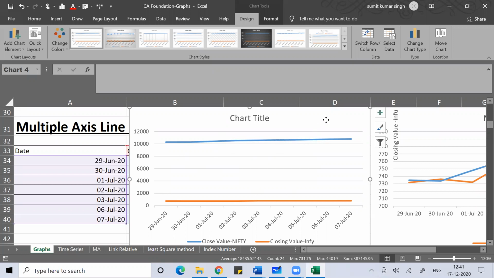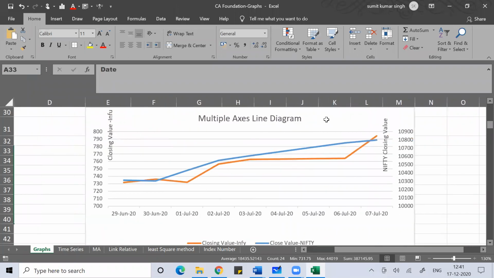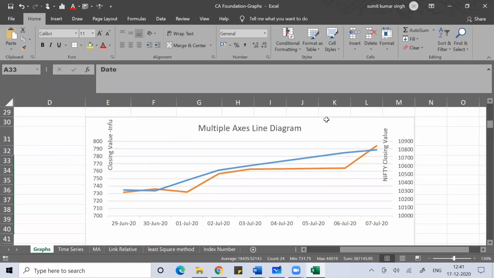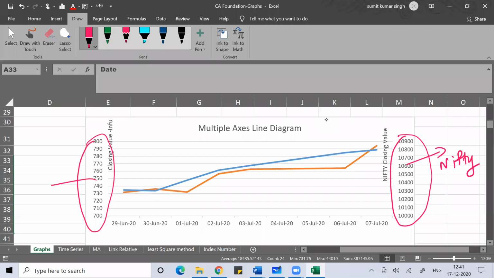So here what I can do is create multiple axes. In order to analyze them, I created multiple axes here. This one axis is tracking Nifty, so that is the primary axis, and the secondary axis is checking Infosys. The purpose of creating multiple axes is to make sure I can analyze them on the same parameter. Otherwise, how can I analyze them on the same parameter?